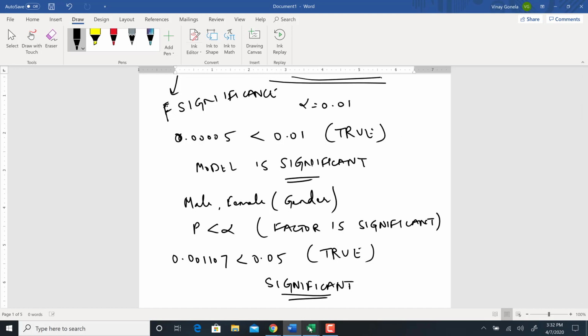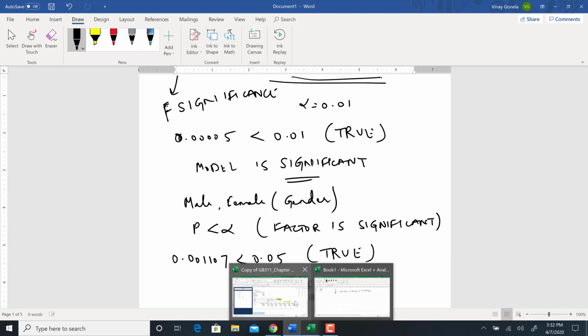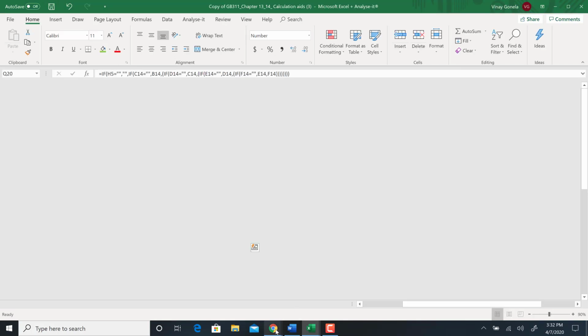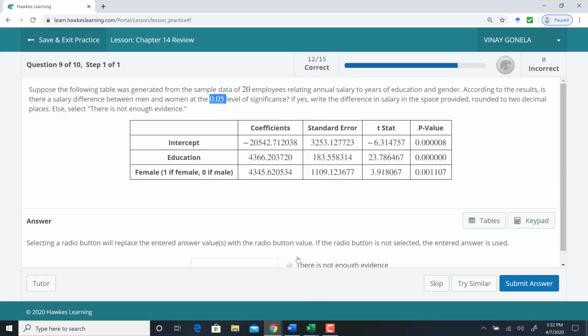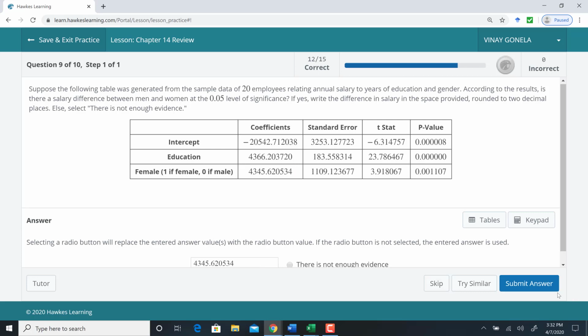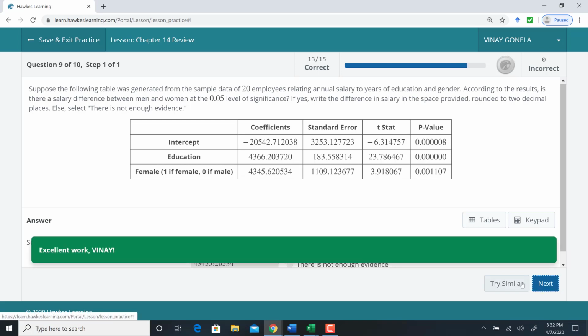So if the factor is significant, then what value are they asking for? They are saying if yes, write the difference in the salary. So if this factor is significant, the difference in the salary would be given by the coefficient, which is 4345.62. So I will type in that, and that's our answer.